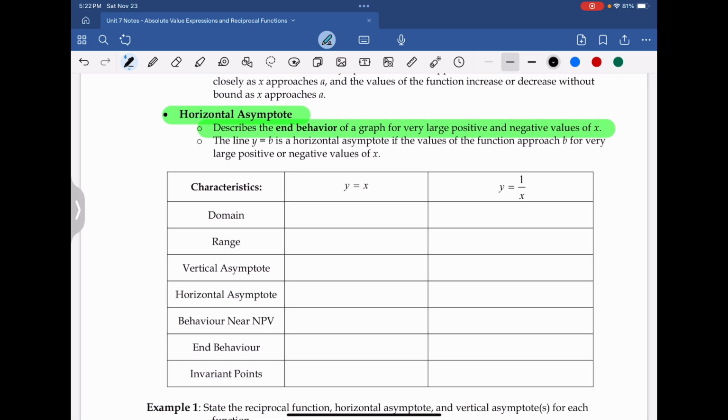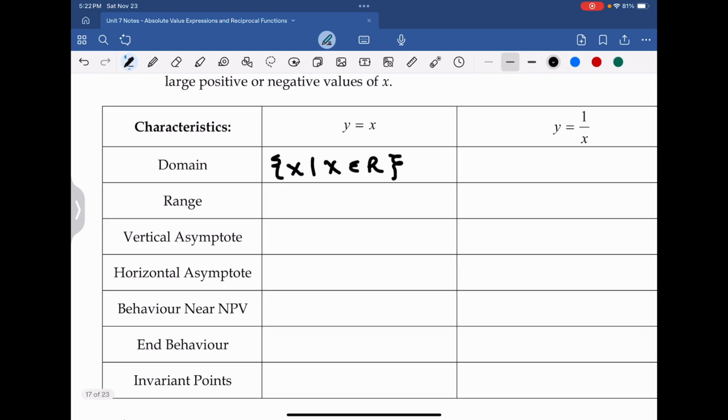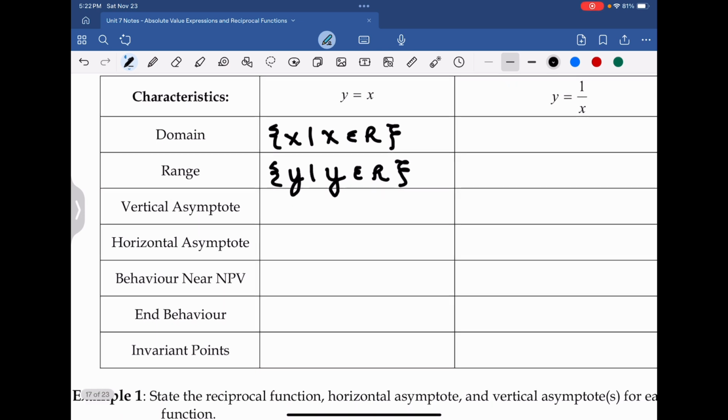All right, now looking at some characteristics, let's describe some of the ones of the original blue graph. On the blue graph, we found that the domain was x such that x is an element of the reals. There was not really any restriction here. It went to the left and right to infinity, and there was no horizontal or vertical asymptote associated to the blue graph. Same thing with the range: y such that y is an element of the reals, and it could account for any real number.